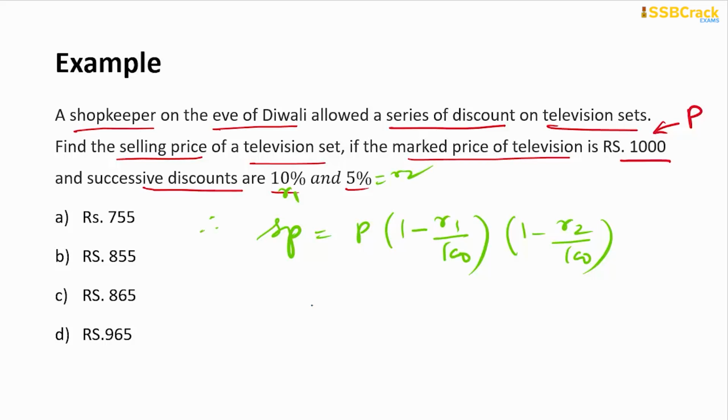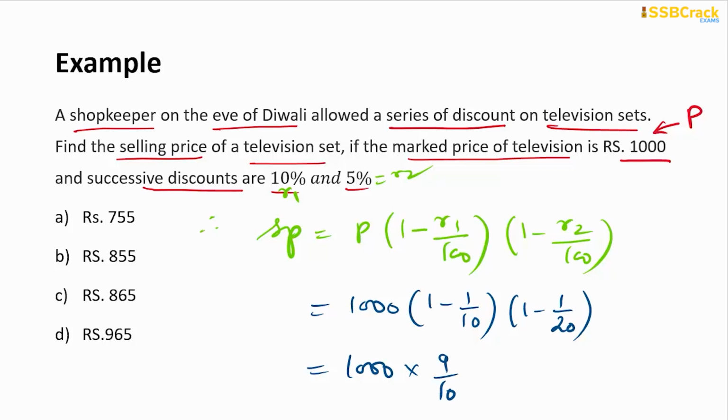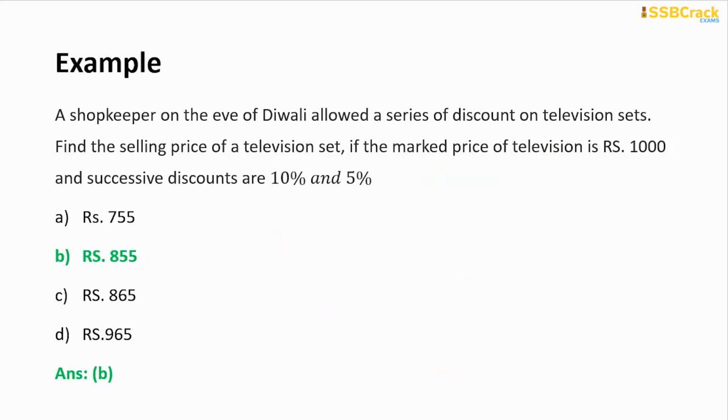So hence we have this answer equal to 1000 multiplied by (1 minus 10 by 100), so 9 by 10, into (1 minus 5 by 100), so it's 19 by 20. So we can simplify this, 1000 multiplied by 9 by 10 multiplied by 19 by 20. So we can cancel these 2 zeros, moreover 2 ones are 2, 5. So we have 5 9s are 45, to multiply it with 19 to get the answer 855 rupees, and hence the right key for this particular question becomes option B.